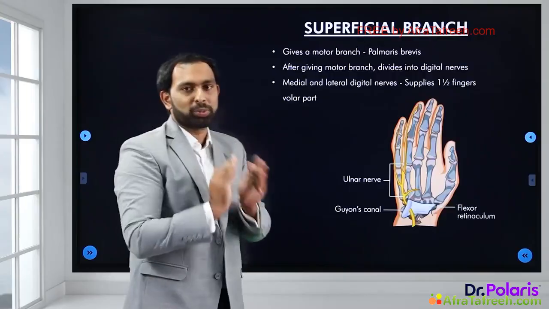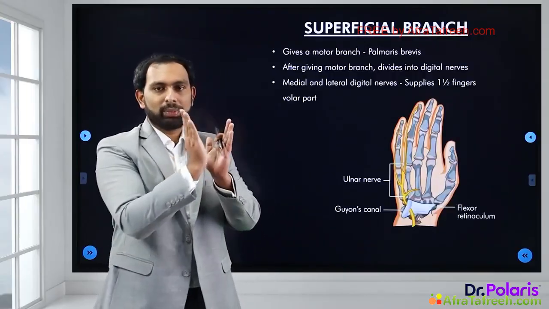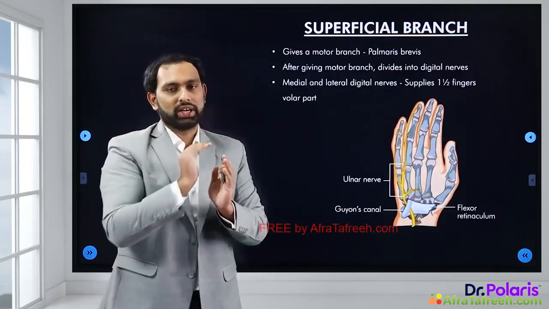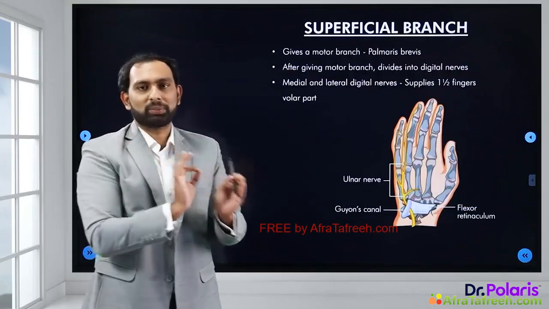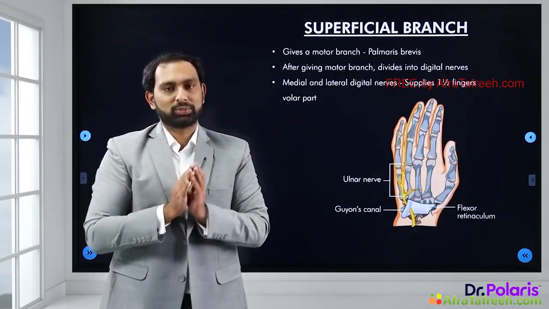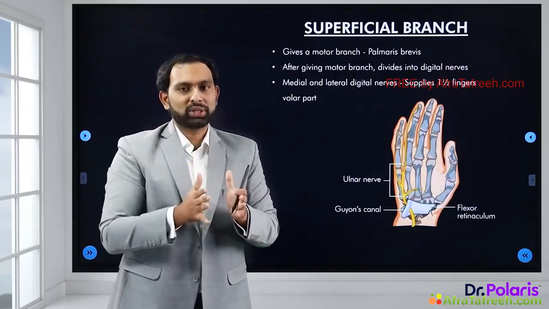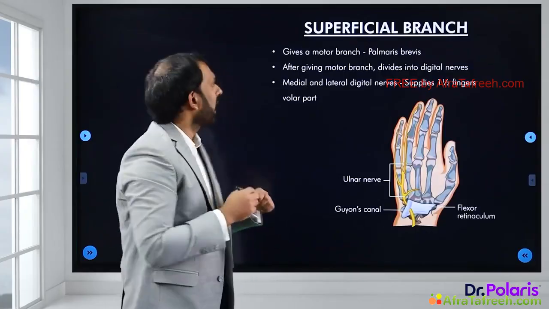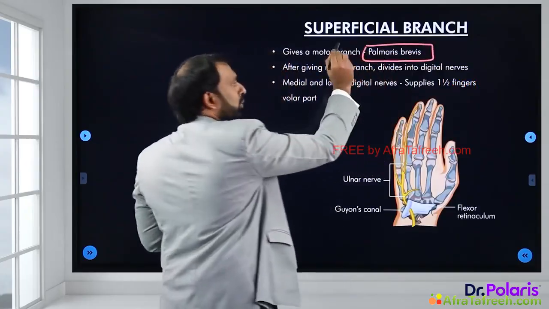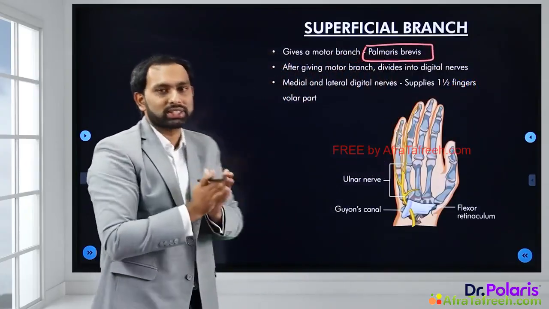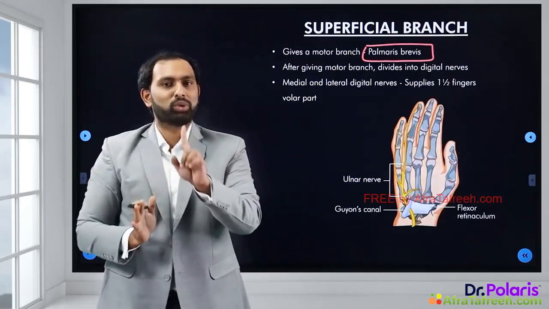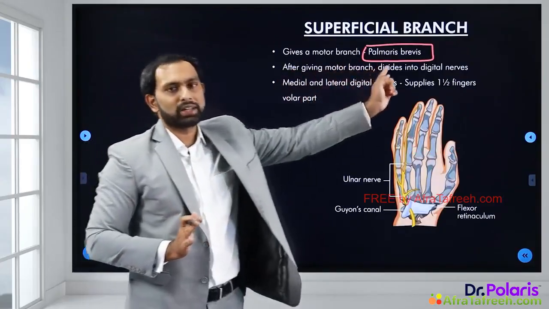First, we'll talk about the superficial branch. We know that the deep branch is going perpendicular to the nerve course. The superficial branch is going straight. Many believe that the superficial branch is a purely sensory branch and it only gives out digital nerves, but that is not true. The superficial branch has one motor supply, and that is to the palmaris brevis muscle. So the superficial branch is not a pure sensory branch. It gives out majorly sensory branches, but it gives out one motor branch, that is the palmaris brevis.